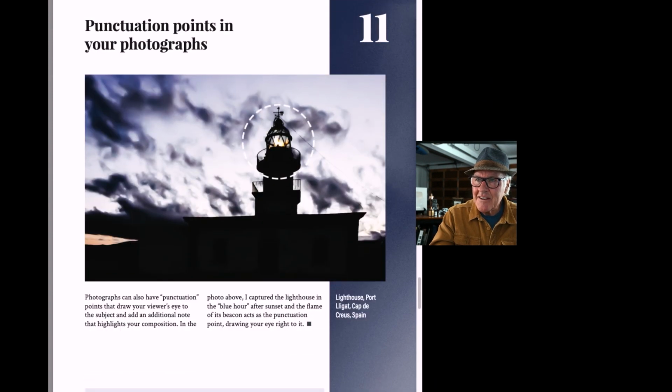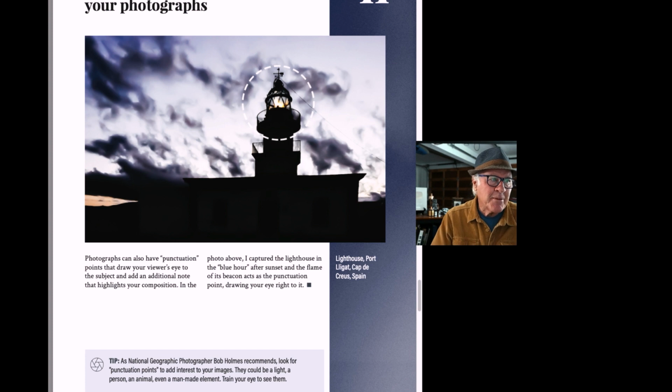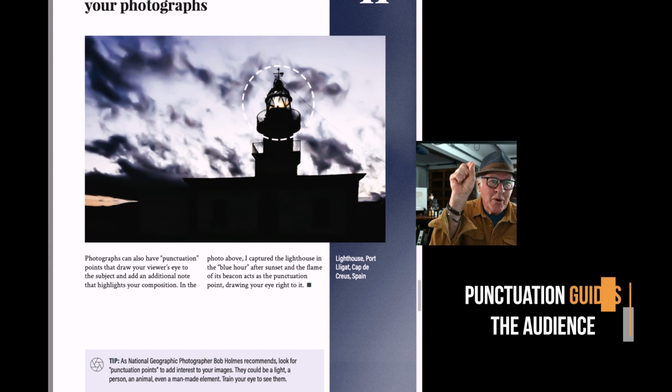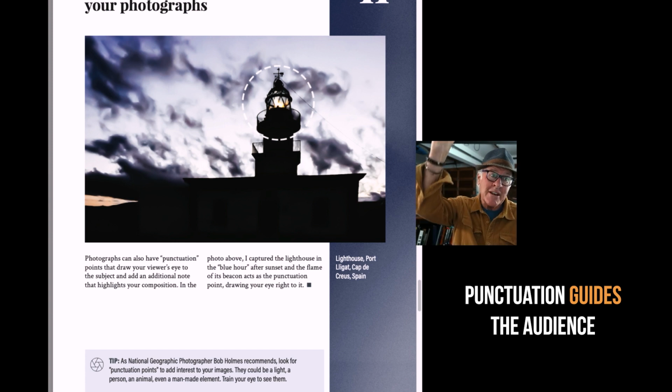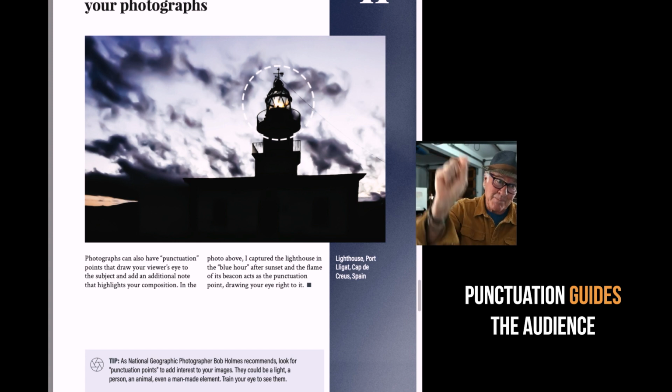Punctuation point. Speaking of Bob Holmes, he talks about adding a punctuation point to your photographs. What's a punctuation point? In writing, it shows you what you are supposed to do with that sentence. A punctuation point, like a period, says that's the end of the sentence. A comma says it's slowing. An exclamation point says pay attention. And this is really an exclamation point.